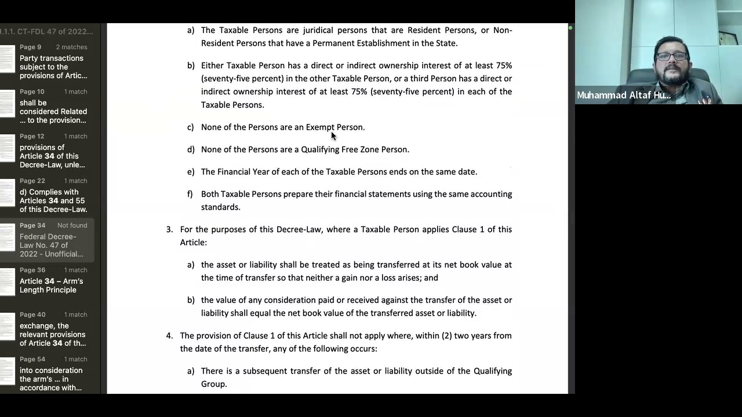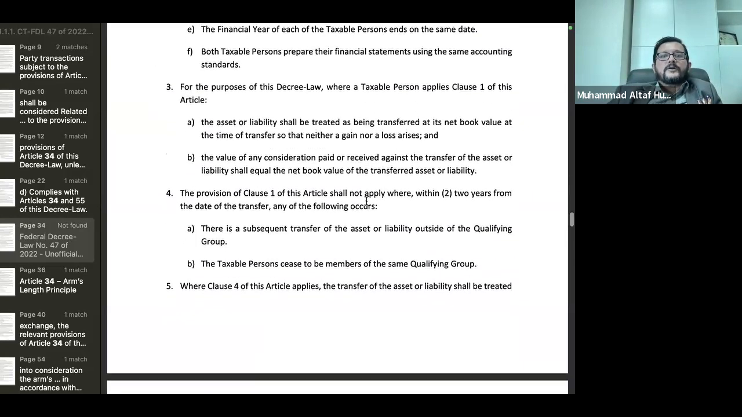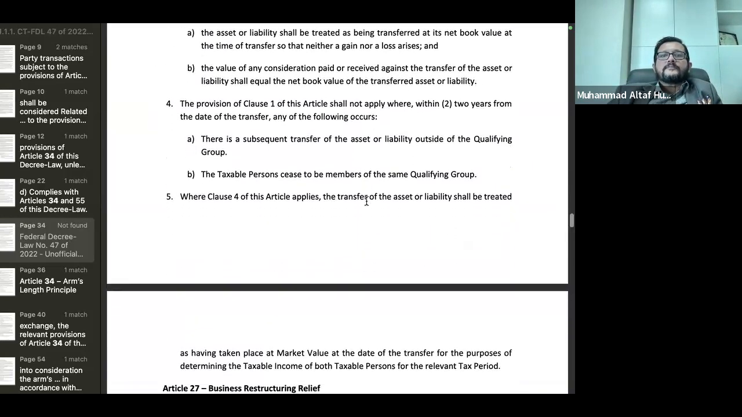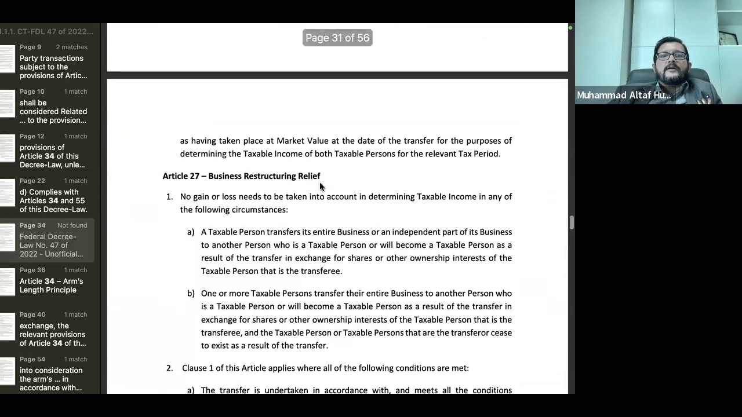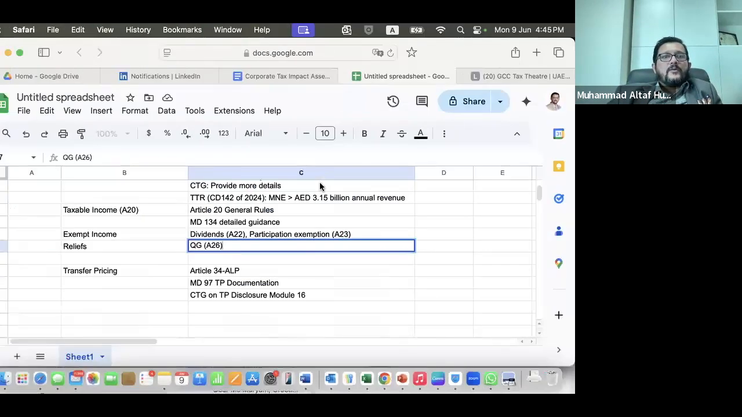Conditions are provided: none should be an exempt person, qualifying free zone person, etc., all of that, in order to exploit this relief. It shall not apply within 2 years. So all these conditions have to be read. Then we come to another thing. Business restructuring. Now what will be this business restructuring relief?